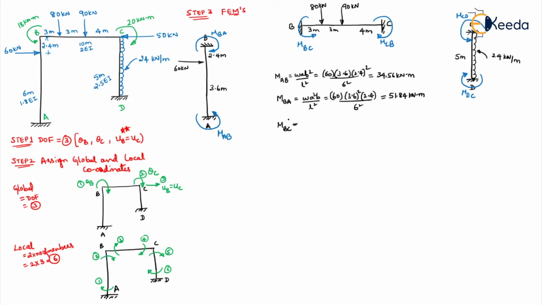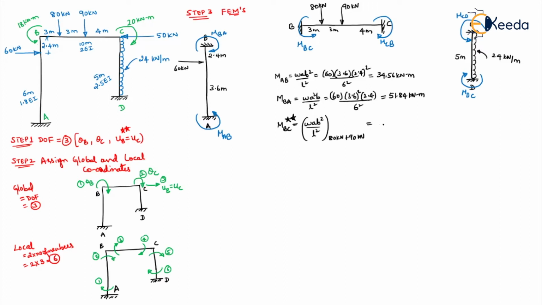MBC. Now this is very important. Now you've got two loads. So here there are two loads. So what you have to do is separately for 80 kilonewton, and separately for 90 kilonewton. That is what WAB square. Both are eccentric loading. So WAB square by L square for your 80 kilonewton load plus your 90 kilonewton load.